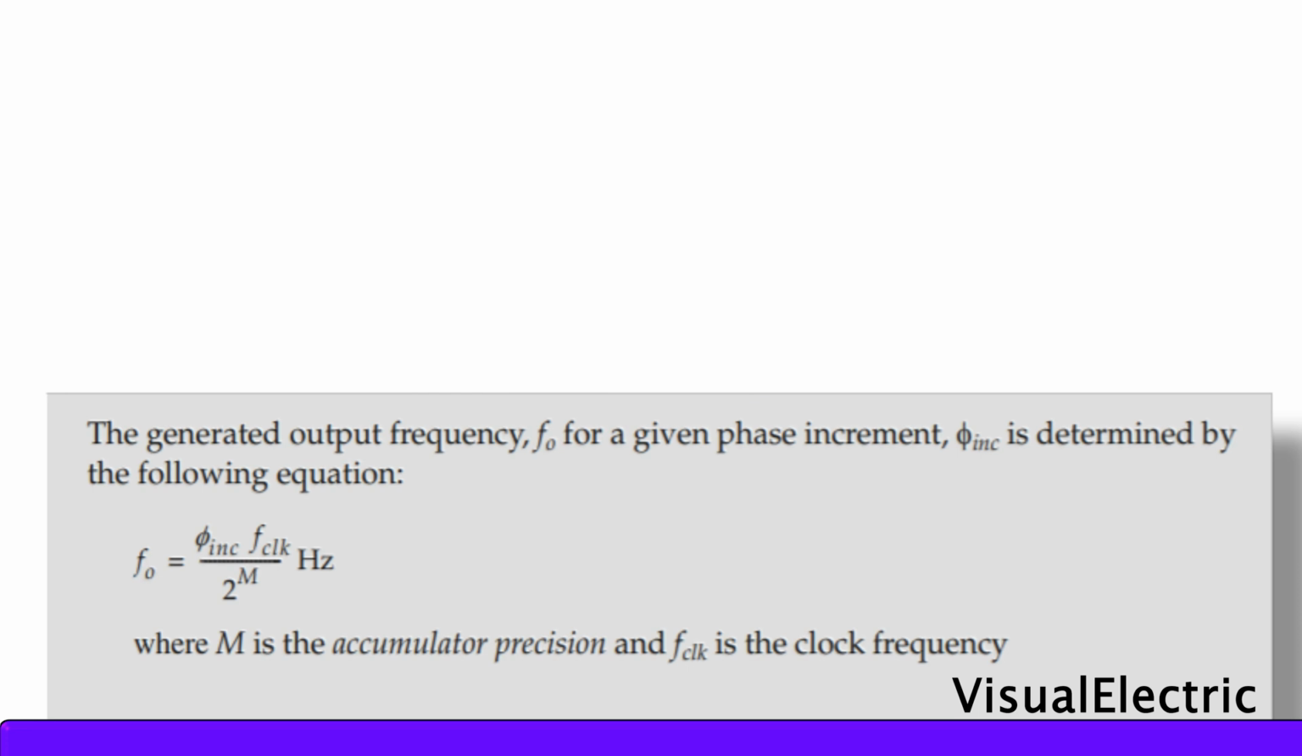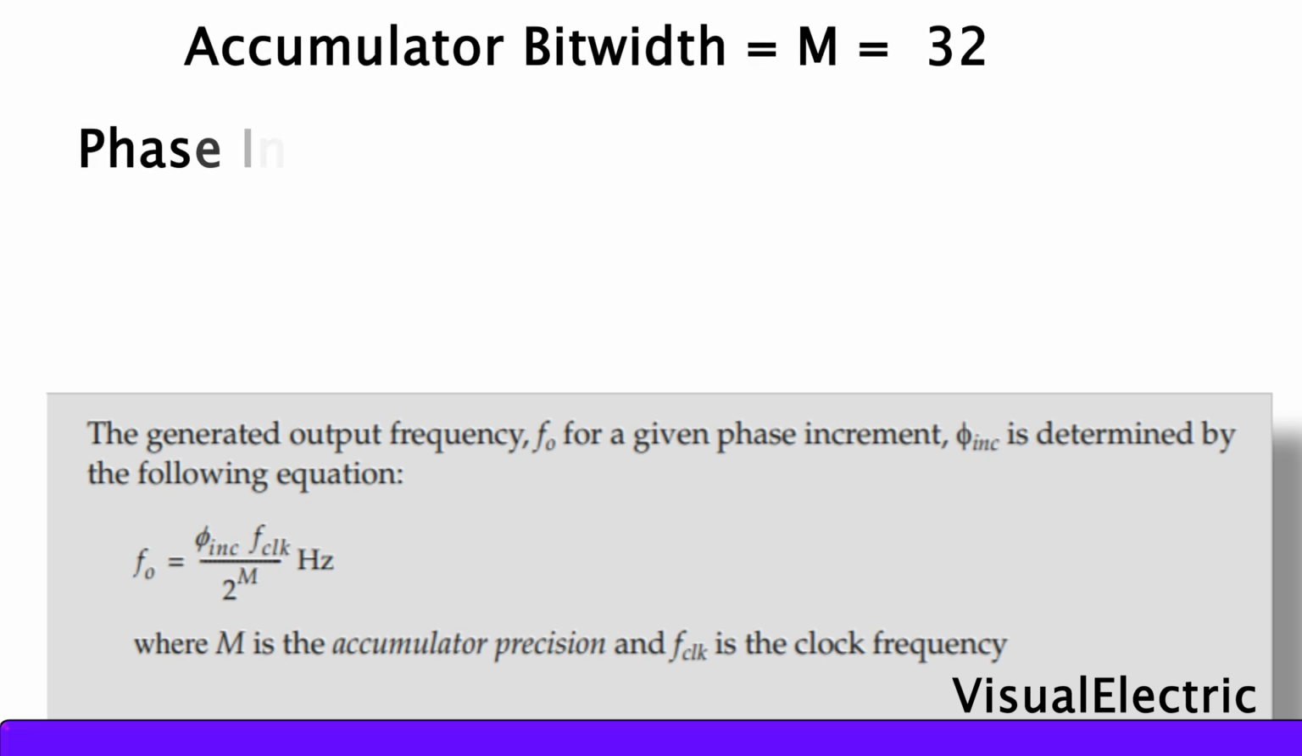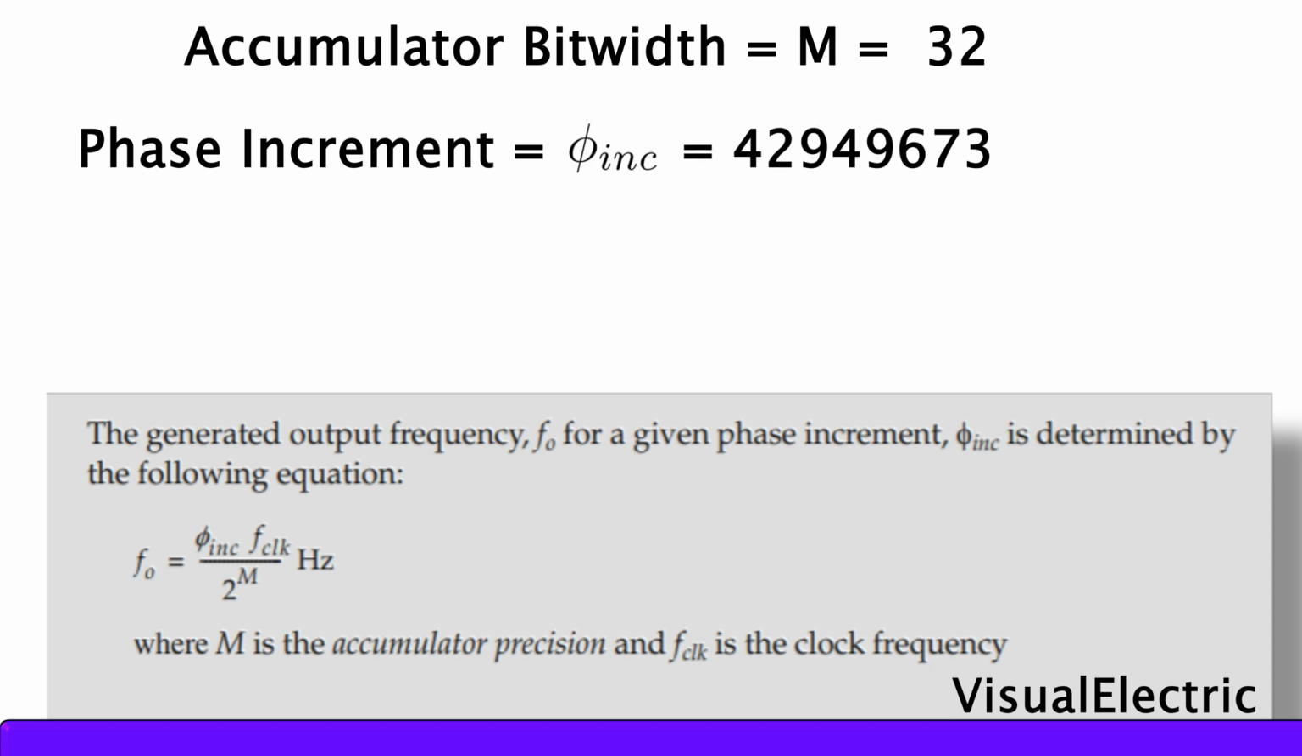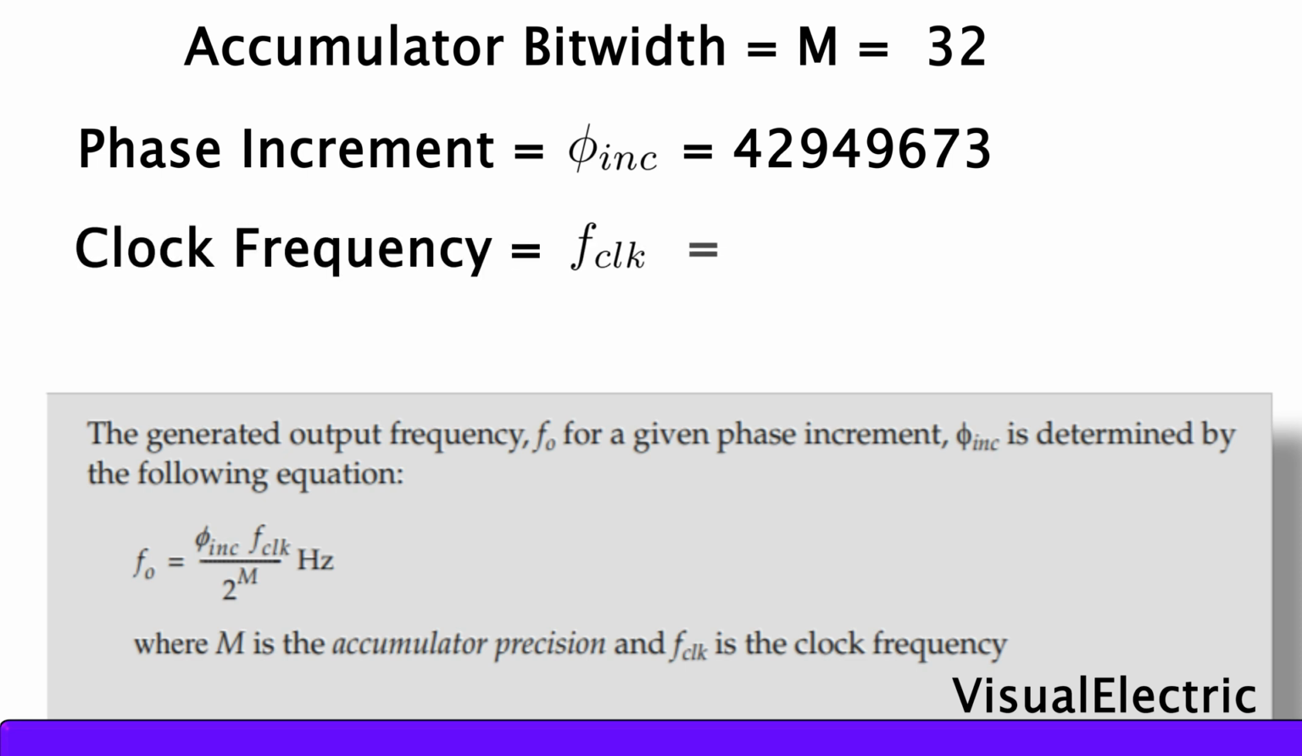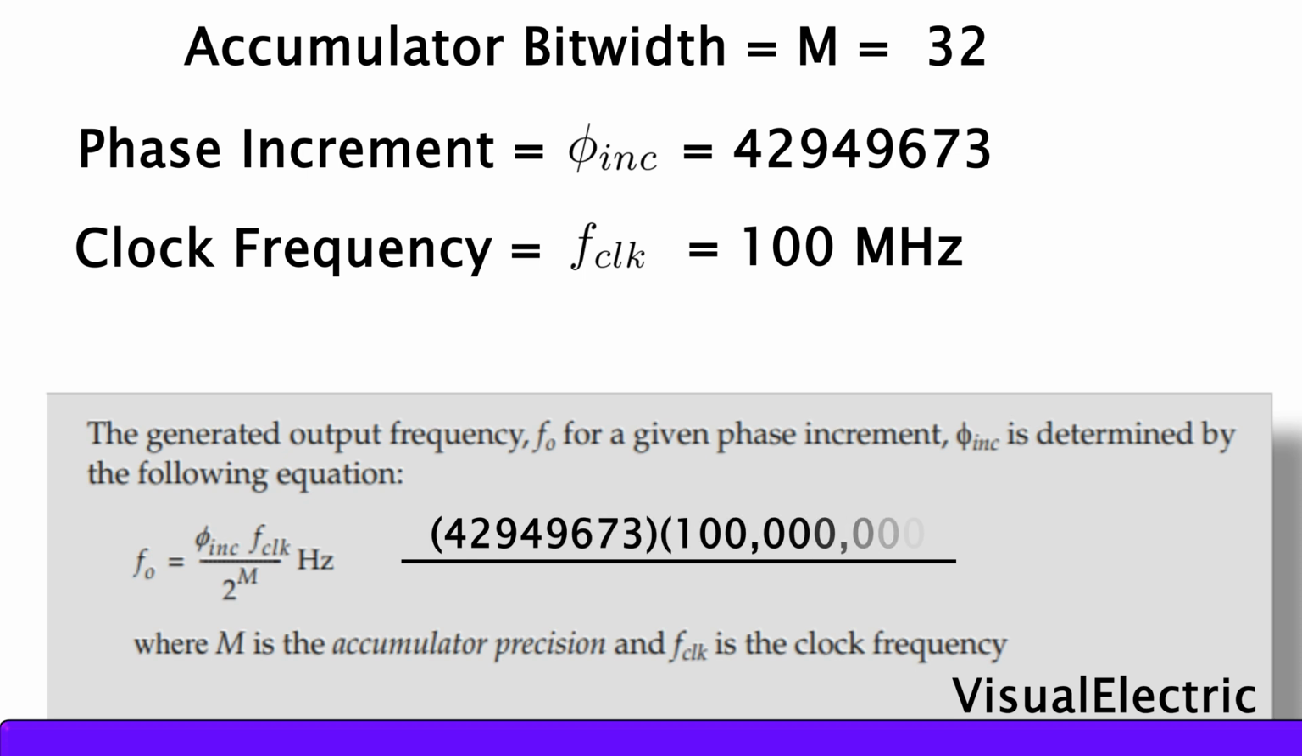Now, if we consider the accumulator bit width to be 32 bits, and the phase increment value is the number shown on the screen here, and we consider the clock, this is the square clock being fed into the NCO, to be 100 megahertz, then we can just apply this formula to get the output clock frequency. In this case, we should get an output clock of 1 megahertz. Now you can use this formula to calculate the phase increment value required to get any output clock frequency. So NCOs are really easy to use.